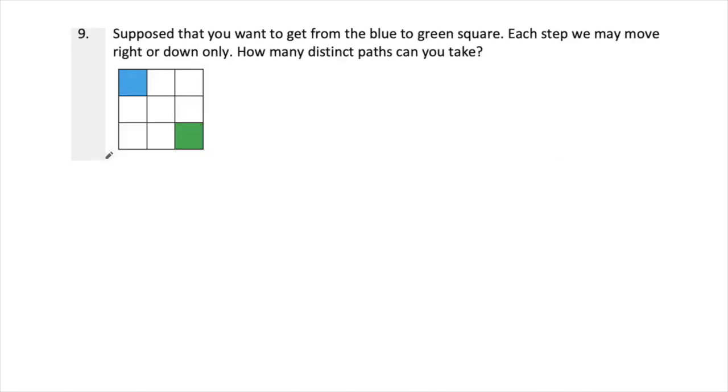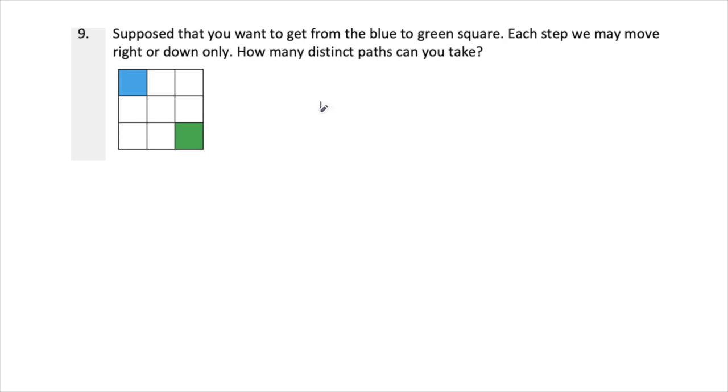For this problem, we have to figure out how many distinct ways there are to go from the blue square to the green square. We know that we can only move right or down for each step. To go from the blue square to the green square, we have to move down twice and to the right twice. So basically, we have to figure out how many combinations there are to go down twice and to the right twice.